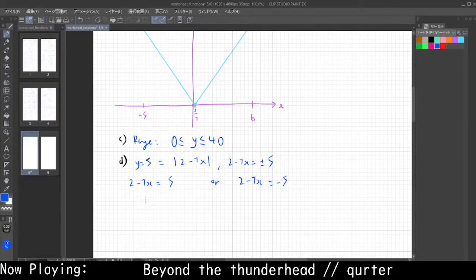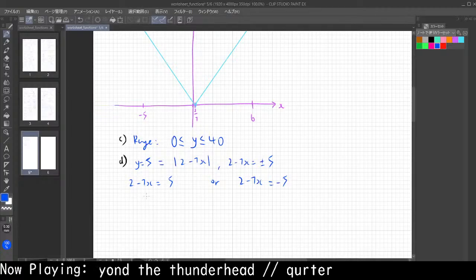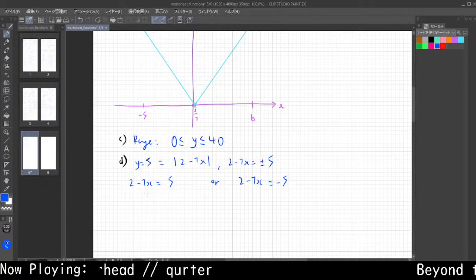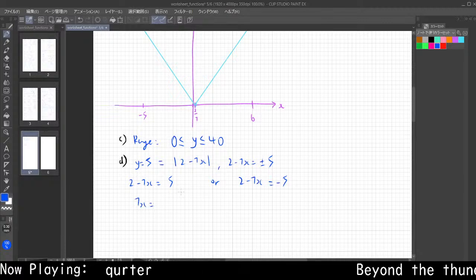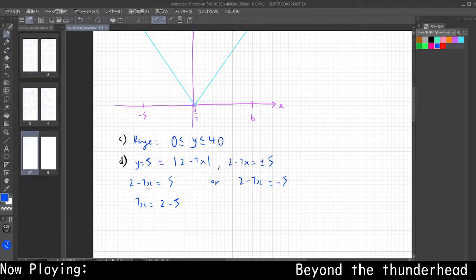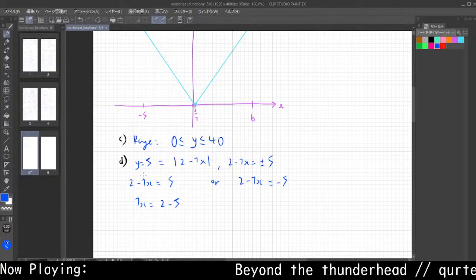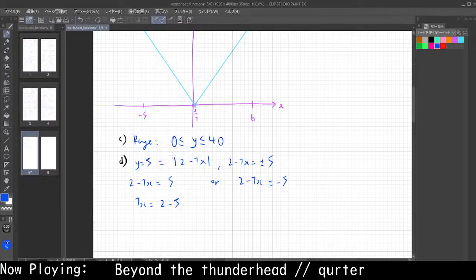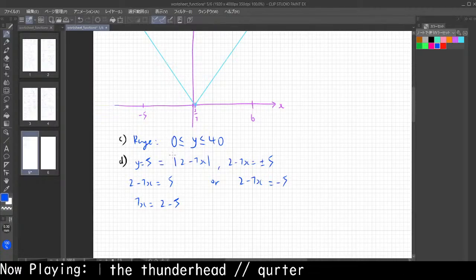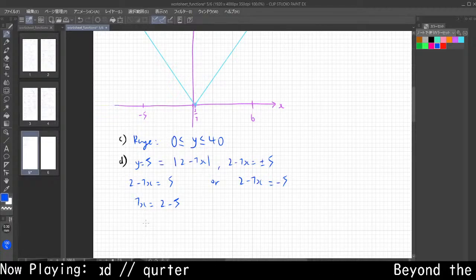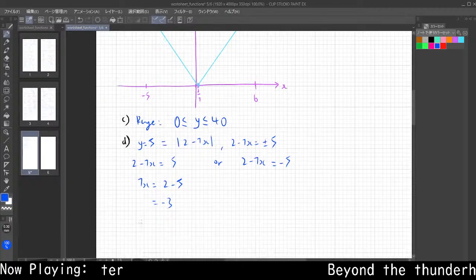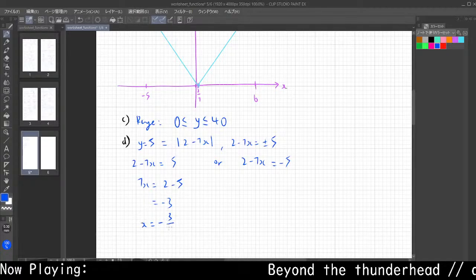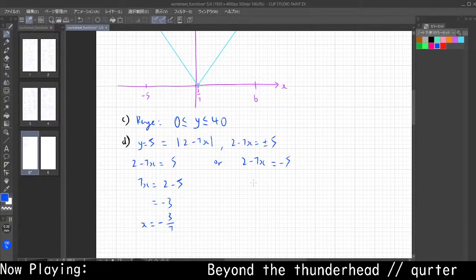Rearrange and give 7. Yeah, okay. 7x equals to 2 minus 5. Negative 7x move over to the other side, positive 5 move over to the other side, plus becomes minus, minus becomes plus, they switch signs, so you get 7x equals to negative 3, x equals to negative 3 over 7.